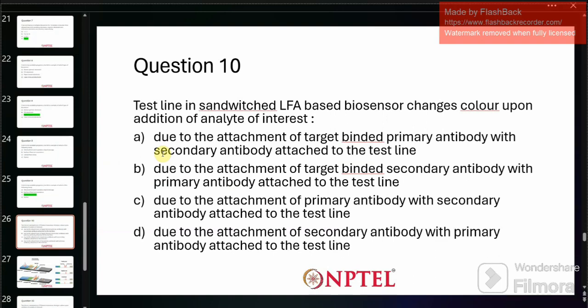Now, coming to the last question. A test line sandwich lateral flow assay based biosensor changes color upon the addition of analyte of interest. Why is it happening? Is it because of attachment of target-bound primary antibody with the secondary antibody attached to the test line, or due to the attachment of target-bound secondary antibody with the primary antibody attached to the test line?